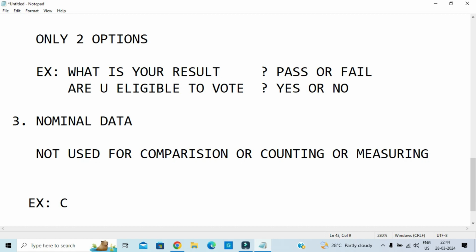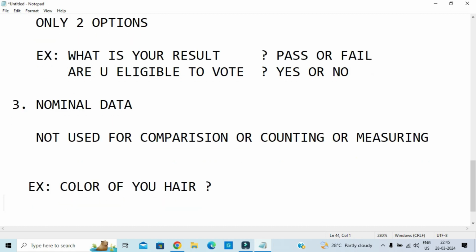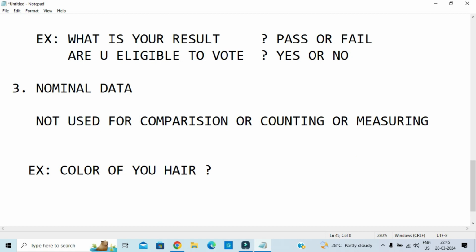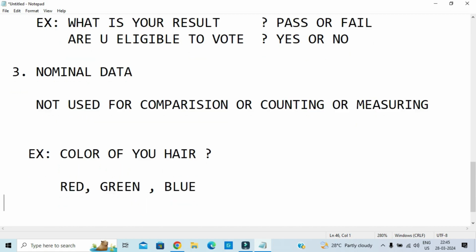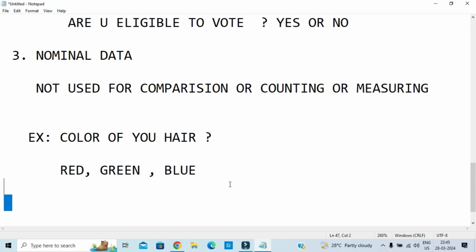What's the color of your hair? What will be the options for this? It's red, green and blue. There are only three options. We have got only three options, though there are more options too.